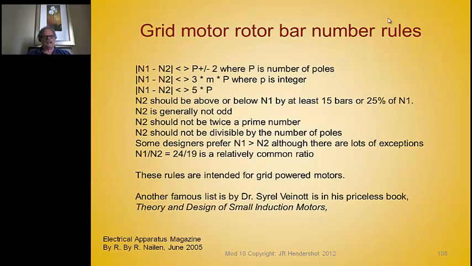So the induction motors that are grid powered have their own set of rules. I list them here. I don't think they have a lot to do with inverter driven motors, but there's another list of rules given by Dr. Cyril Veinott in his priceless book, The Theory and Design of Small Induction Motors. It's a very famous set of rules. His friend Phil Trickey had his set of rules as well. And some of these rules are such that if you follow one rule, you violate another. But that's all related to grid motors, and you don't have to worry about it so much with inverter-driven motors. My guideline is to use 5 to 7 bars per pole for grid motors.